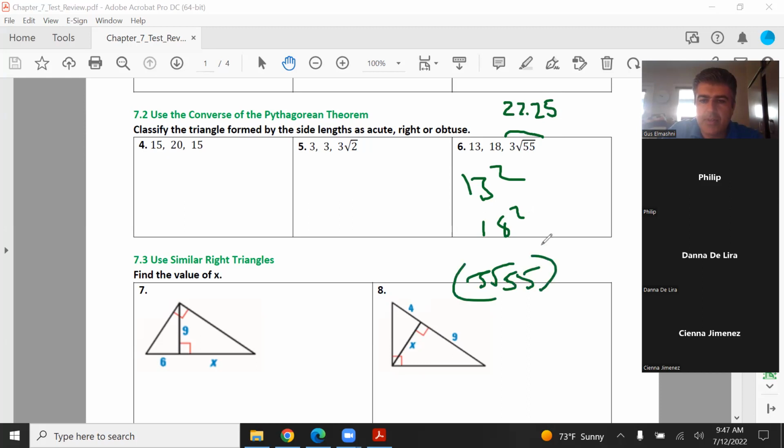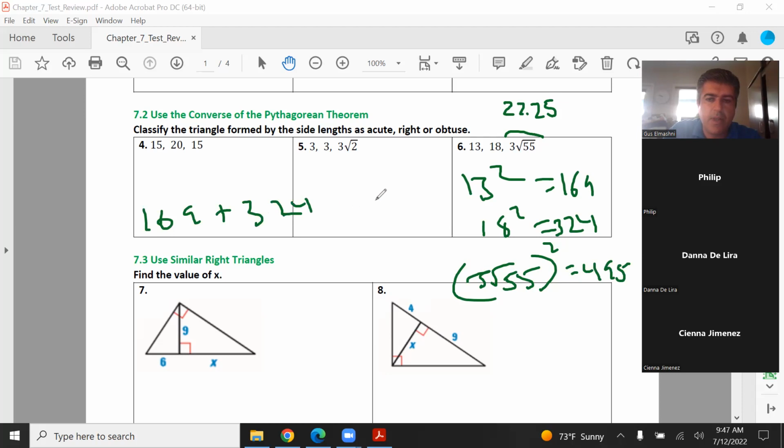So I'm going to square each of these. I get 169. I get 324. And I get 9 times 55, which is 495. Now you compare. 169 plus 324 and 495. Well, 169 plus 324 is going to be 493. Ooh, that is so close. But it's not equal to 495. In fact, it's less than 495. So this is going to be an obtuse triangle when that happens. Okay, so hopefully that makes some sense.